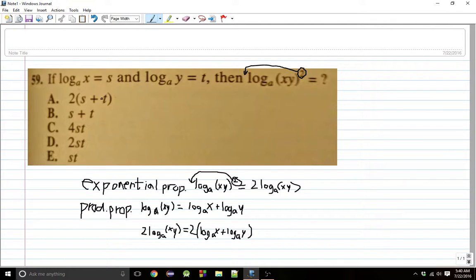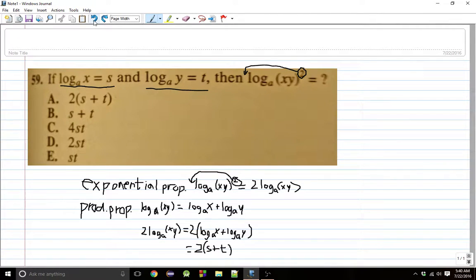Now, remember that we have log a to the x equals s and log a to the y equals t. So this is the same thing as saying 2 times s plus t. And the correct answer is A.